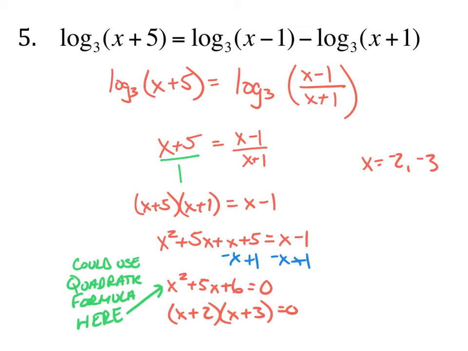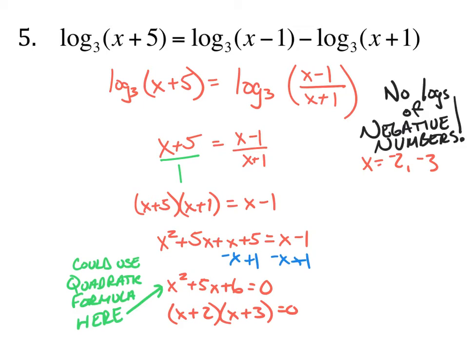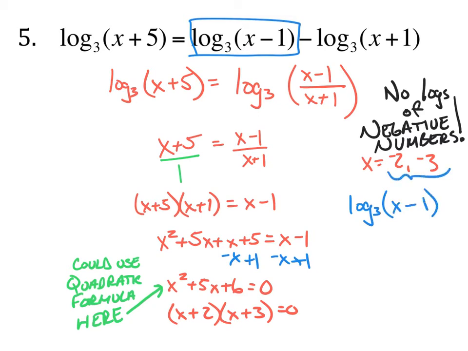However, you're not allowed to take the log of a negative number. And it's not the fact that -2 is a negative number or that -3 is a negative number, but rather, if I look at even just one portion of what we had before, log base 3 of x minus 1, if I were to plug either one of these two in there, we would have the log of a negative, and that's not allowed. So with that in mind, we're going to go ahead and say we actually have no solution.